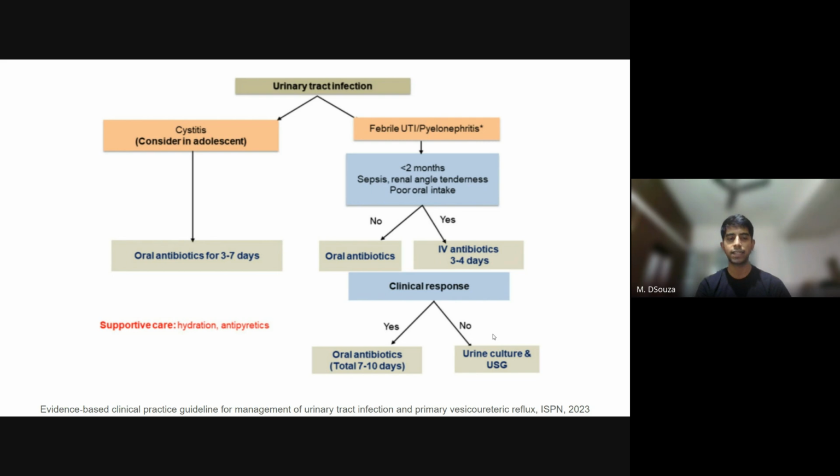The recent guidelines have established well that there's no inferiority of oral antibiotics versus IV antibiotics. So all you would actually have to do is treat these children with oral antibiotics for 3 to 7 days if it's a lower urinary tract infection, cystitis, or in case it was a pyelonephritis, an upper urinary tract infection, you would probably look at giving a total duration of about 7 to 10 days.